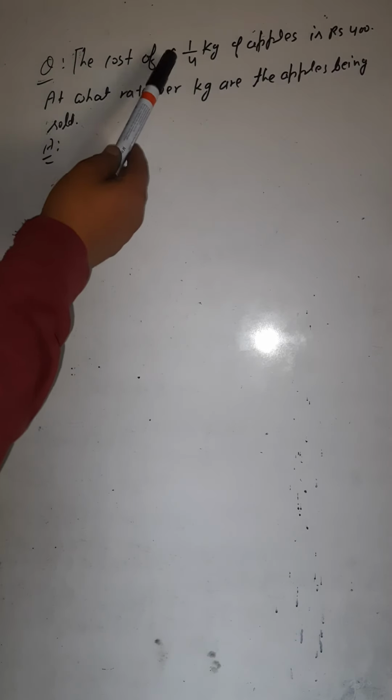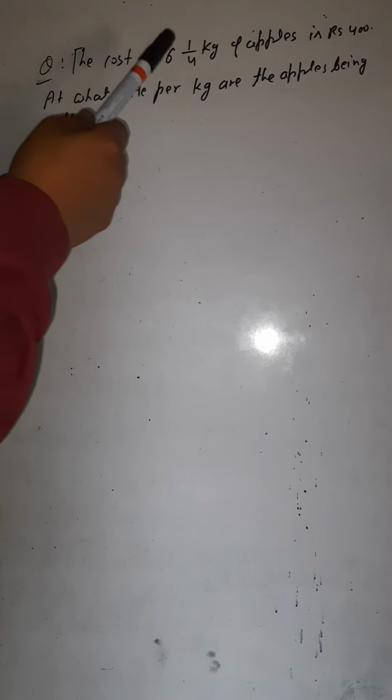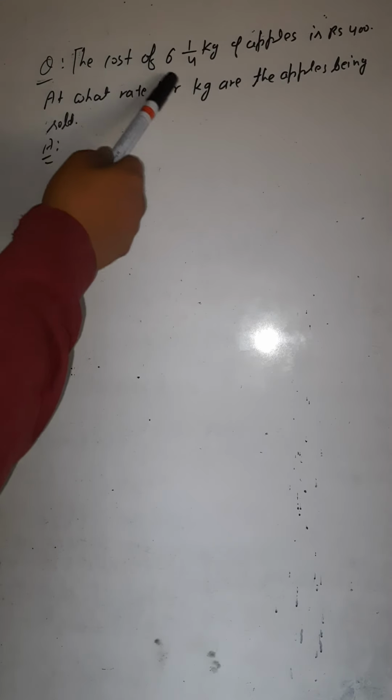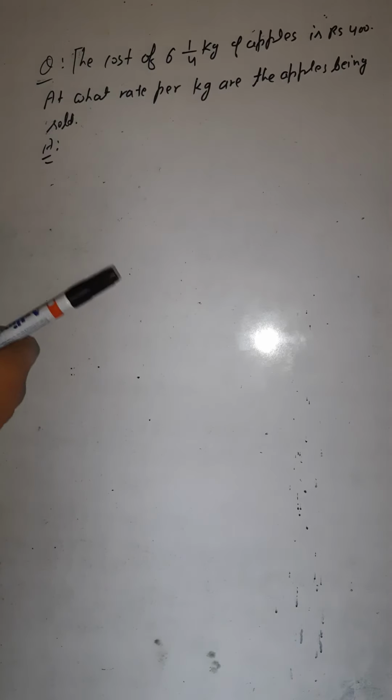Now this is the next question here. The question is, the cost of 6 whole 1 by 4 kg of apples is rupees 400. At what rate per kg are the apples being sold? Means you have been given the cost of 6 whole 1 by 4 kg of apples, and the cost is how much? Rupees 400. So what would be the cost of 1 kg? Per kg means 1 kg.